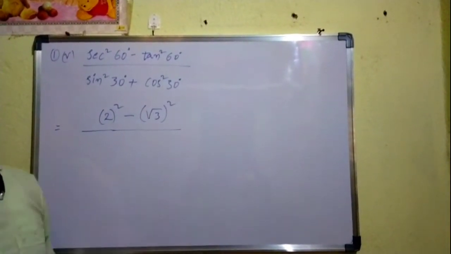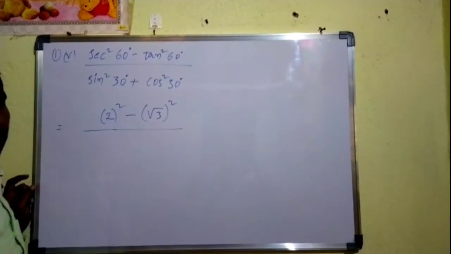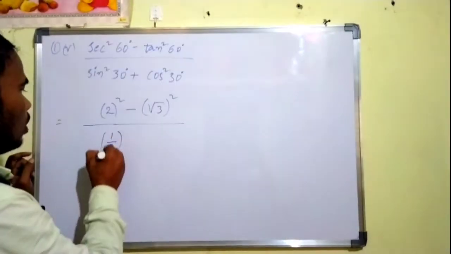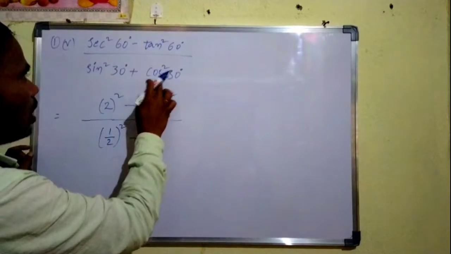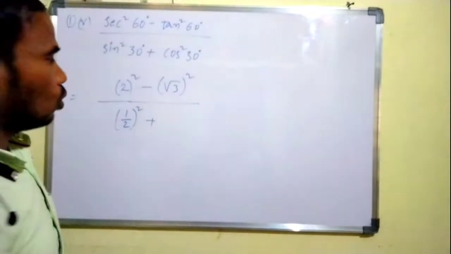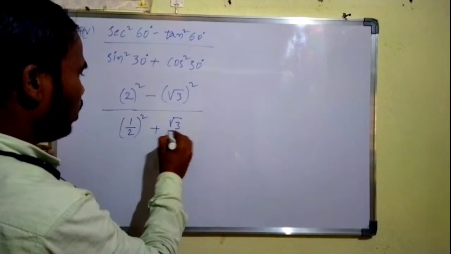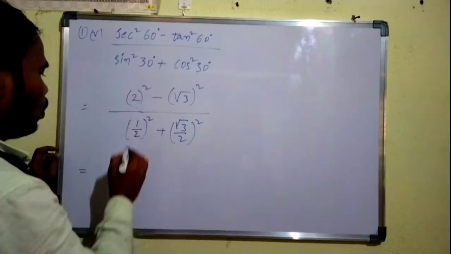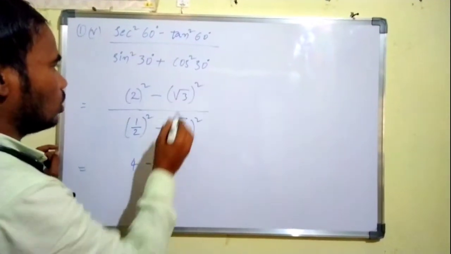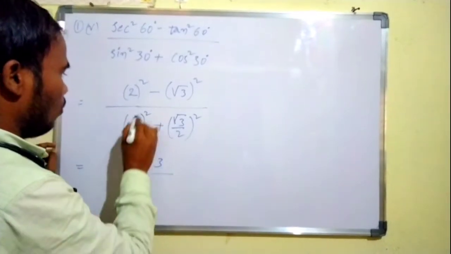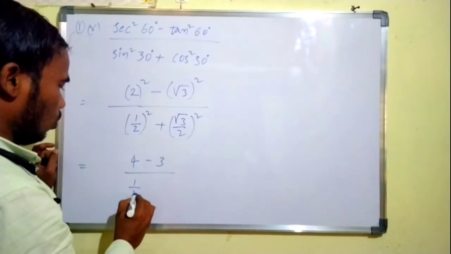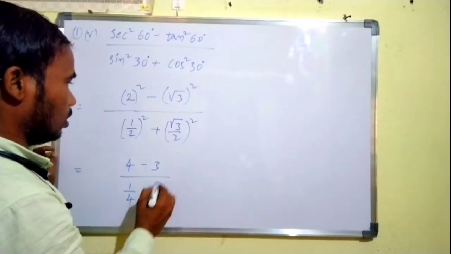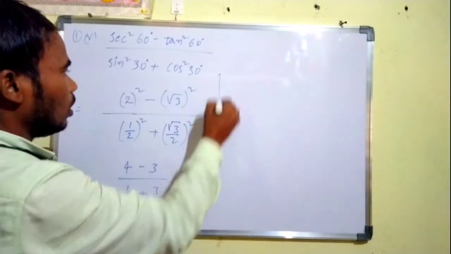Next, sin 30. Sin 30 is equal to 1 by 2, so 1 by 2 is a square, plus cos 30. Cos 30 is root 3 by 2, whole square. So here 2 square means 4 minus root 3 square means 3, by 1 by 2 square means 1 by 4, minus root 3 square by 2 means 3, plus 3 by 4.